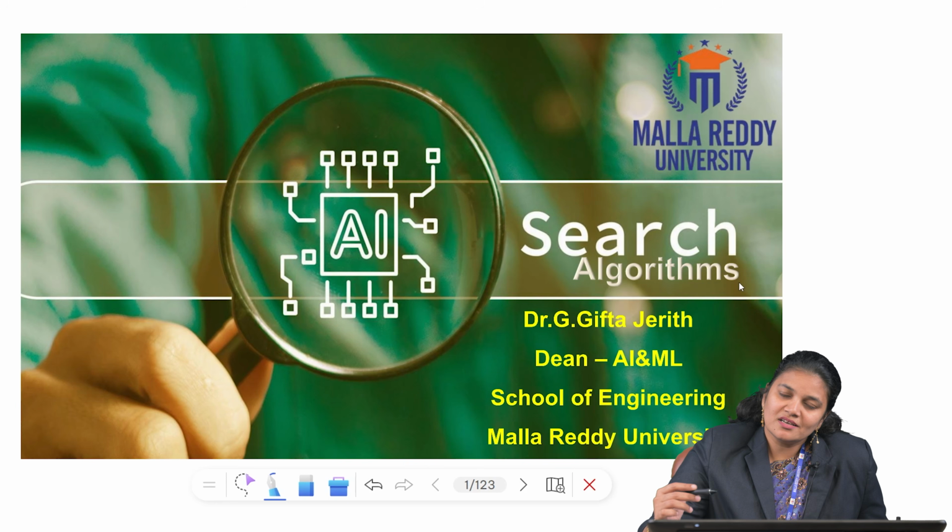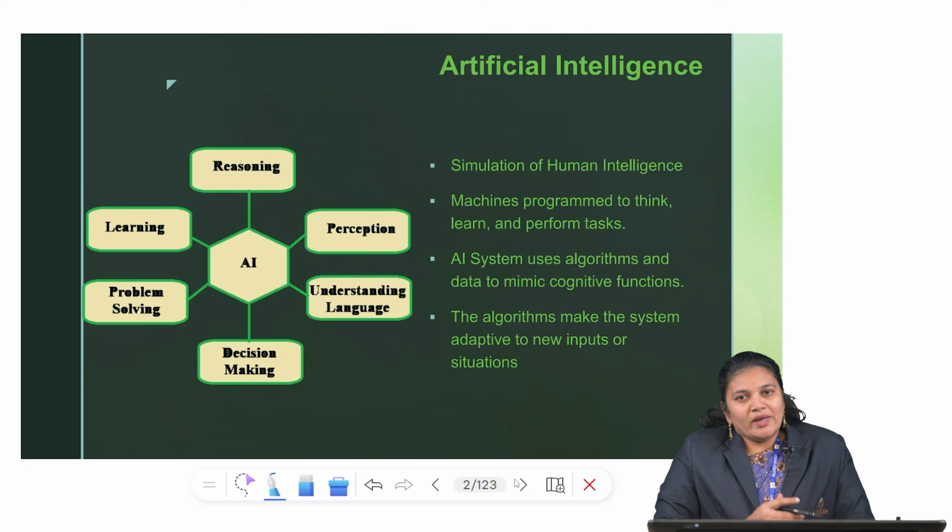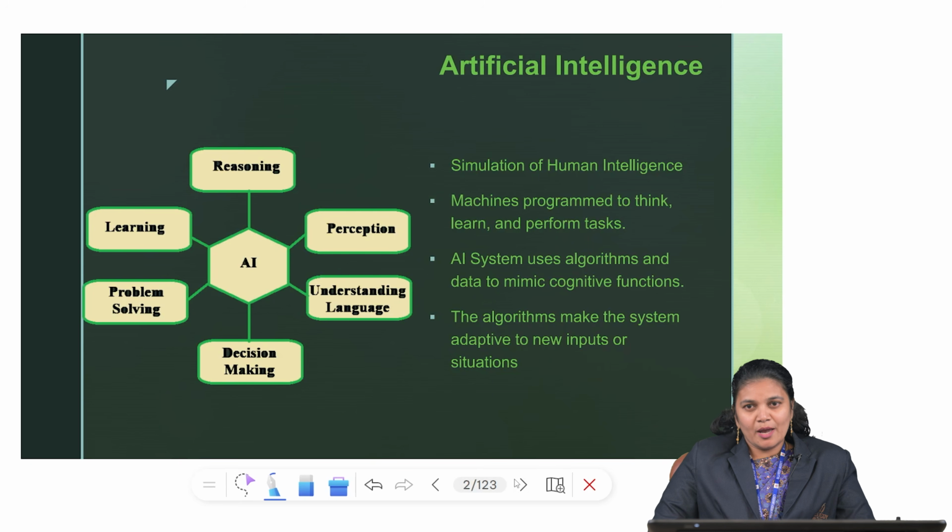Myself, Dr. G. Gifta Jarith, Dean of AML Department, School of Engineering, Malla Reddy University. So here we are going to see about the basic building blocks of artificial intelligence.